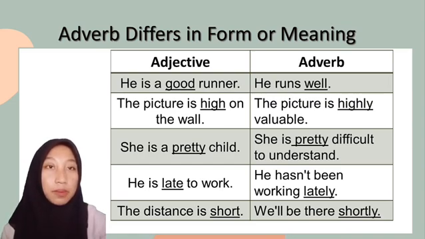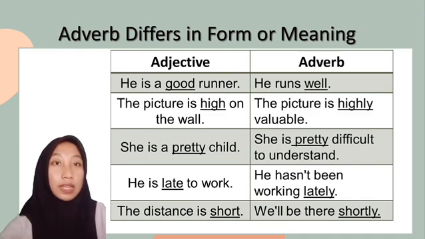3. She is a pretty child. An adverb example, she is pretty difficult to understand. 4. He is late to work. The example adverb, he hasn't been working lately. The last one, the adjective example, the distance is short. The adverb example is he will be there shortly. Or we can say an adjective describes a noun or pronoun, while an adverb describes a verb or anything apart from a noun or pronoun.